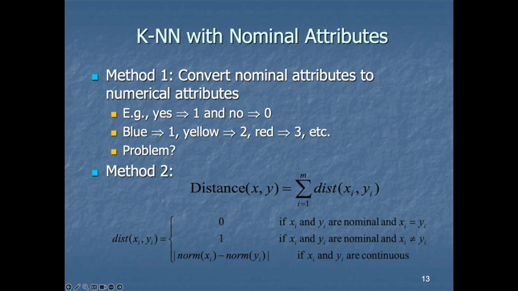And so this is the case with the nominal features. And if the feature was not nominal, if it was continuous, then we can use the absolute value of the distance of the normalized values between xi and yi.